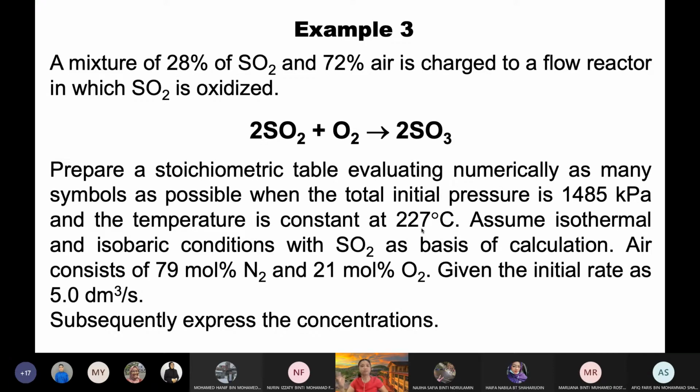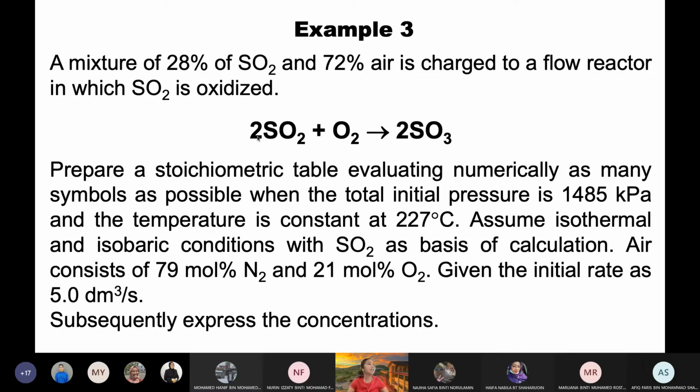Okay, next. It says assume isothermal, isobaric. Okay, what does isothermal isobaric mean? Meaning P0 is equal to P, equals 1485. T0 is equal to T, equals 227 Celsius. Okay, that's the two pieces of information that you know.